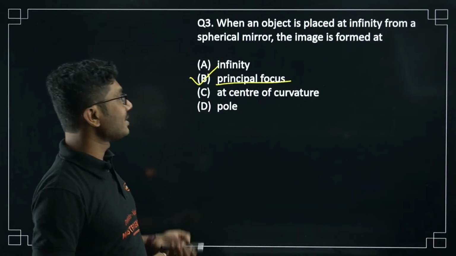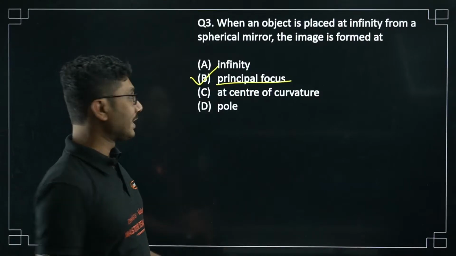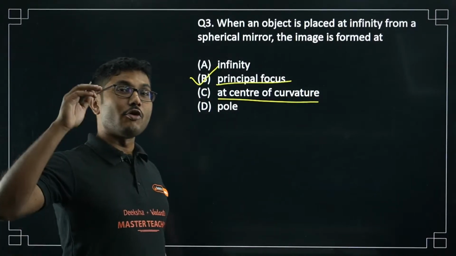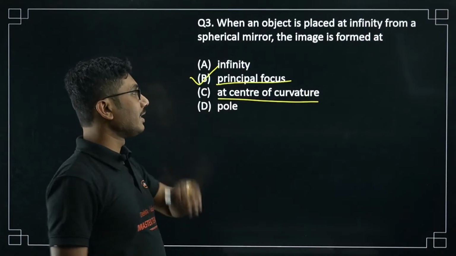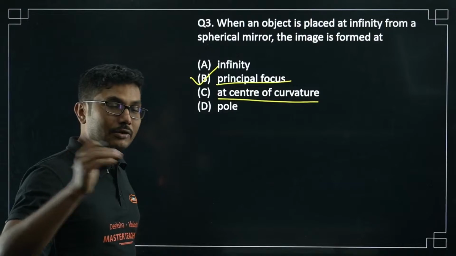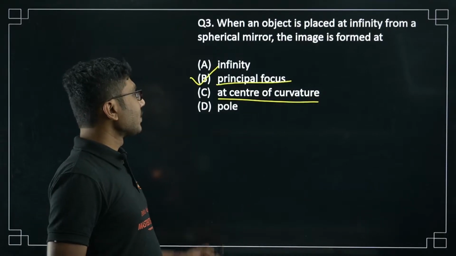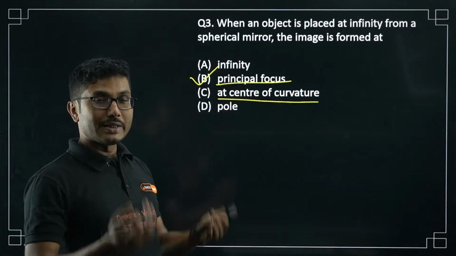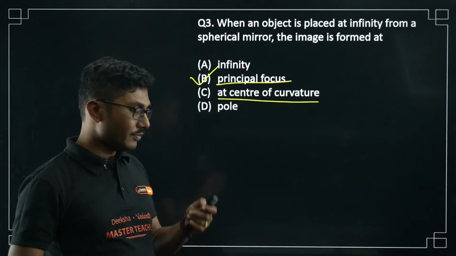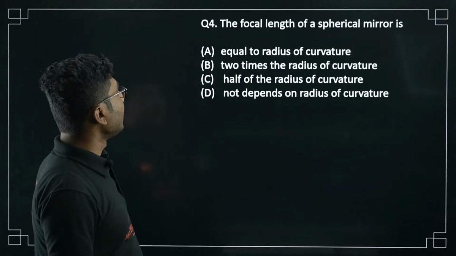Again, a simple question, still many of you are confused. Center of curvature is when the object is placed exactly at the center of curvature. For a concave mirror, you will get an image at the center of curvature. For a convex mirror, it does not matter, it will always give you a virtual image. But for any mirror, whether it is convex or concave, the image will always be formed at principal focus. Be careful. Okay, now next question.